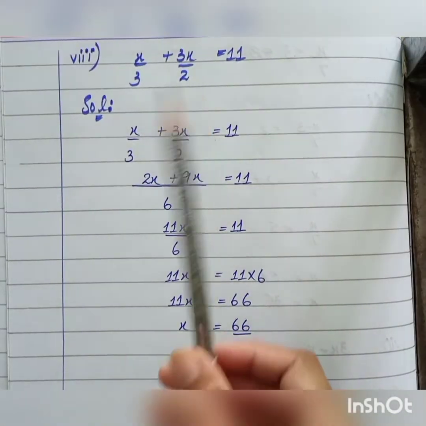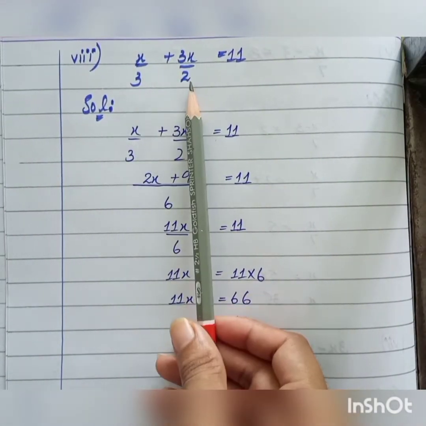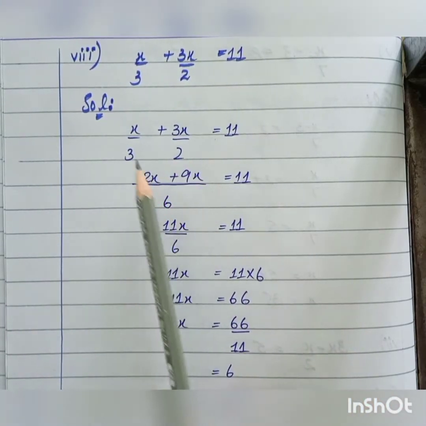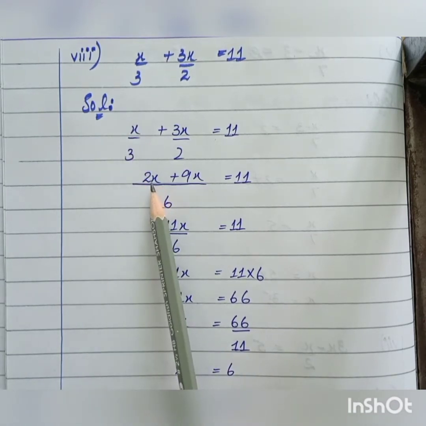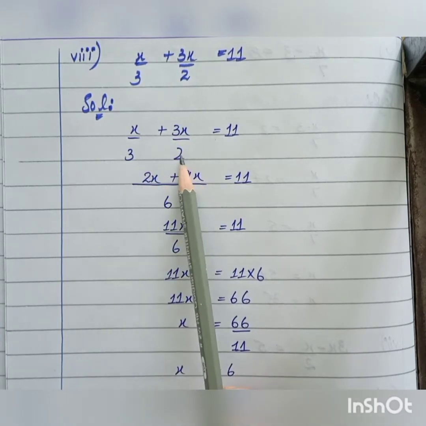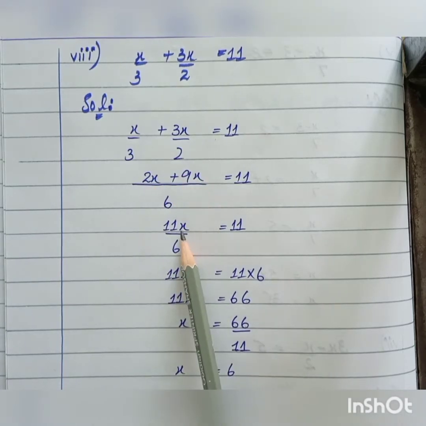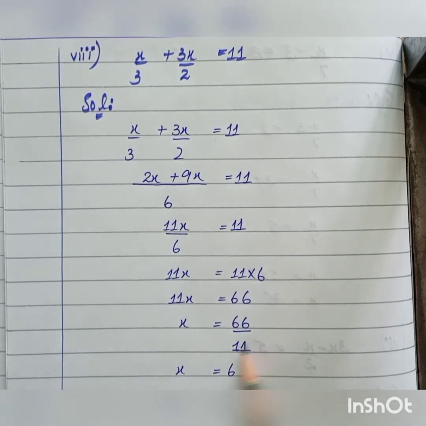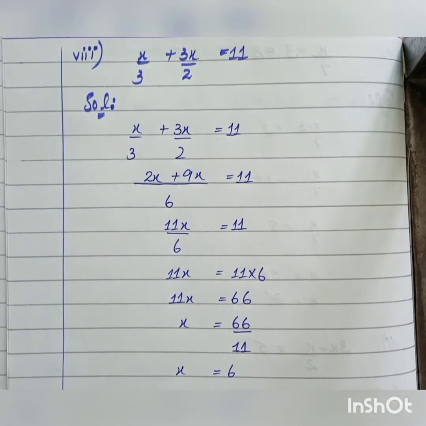Part number 8 is x by 3 plus 3x divided by 2 is equal to 11. So solution: the LCM of 3 and 2 is 6. 6 divided by 3 is 2. 2 into x is equal to 2x. Where 6 divided by 2 is 3. 3 threes are 9. 9 into x. This is the LCM of 3 and 2. So 2x plus 9x is equal to 11x divided by 6 is equal to 11. Where 6 multiplied by 11 is 66, so 11x is equal to 66. 66 divided by 11 is 6. So the x value is 6.